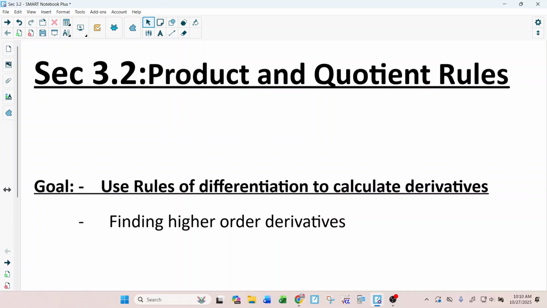All right, what we're going to look at today is product and quotient rule. And today we're only going to get the product rule. I don't even think we're going to get the quotient rule. We will get to quotient rule tomorrow.